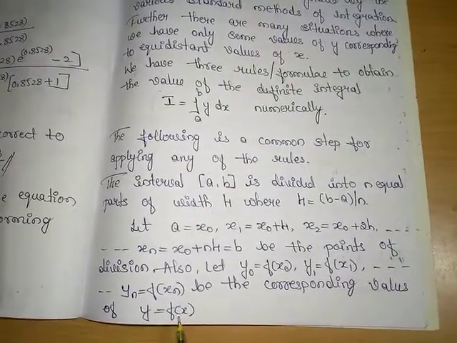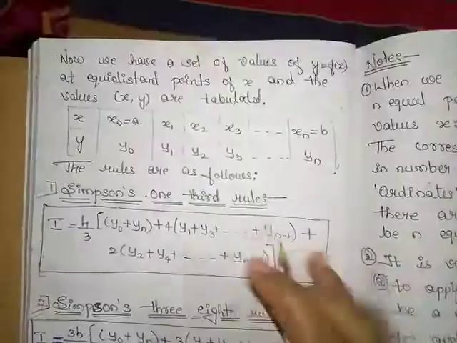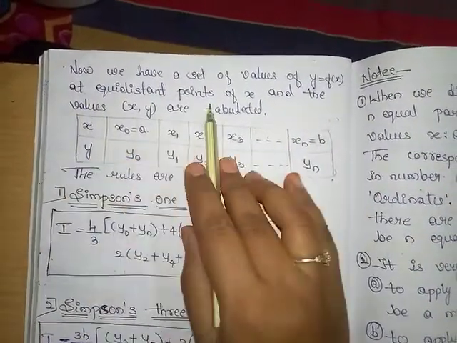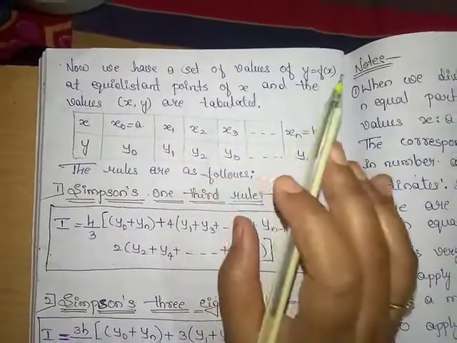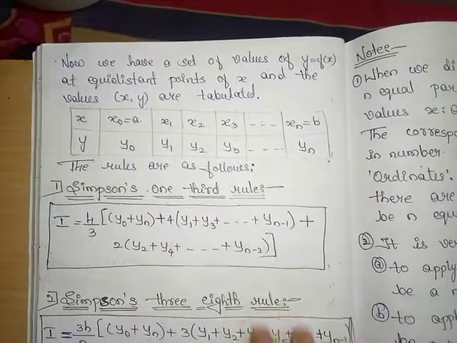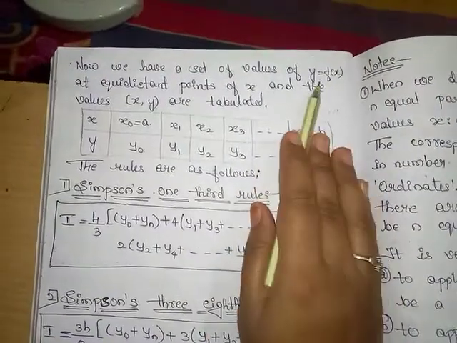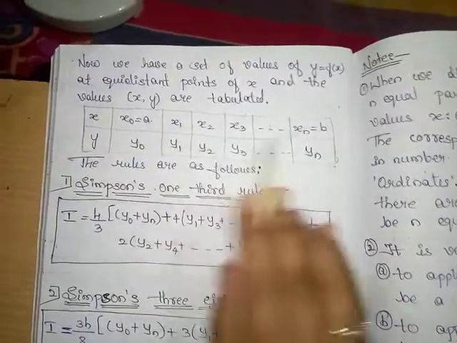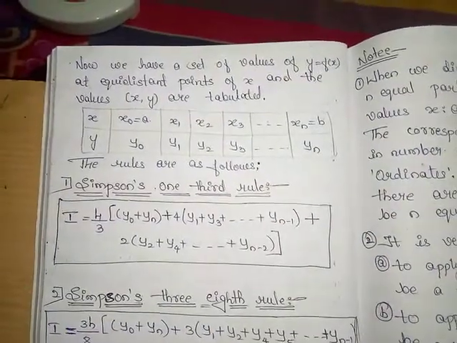Here we have the function y is equal to f of x, and these are the corresponding values for this function. Now we have a set of values of y is equal to f of x at equidistant points of x, and the values x, y are tabulated. First we have to divide the given interval into n equal parts. Then we will find the corresponding values of y for some values of x which are equidistant. Then we have to tabulate those values for x and y. This is the method to tabulate the values of x and y.